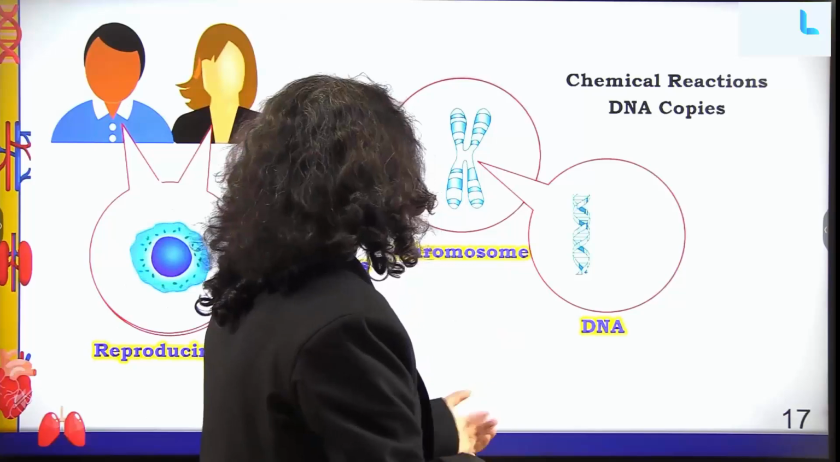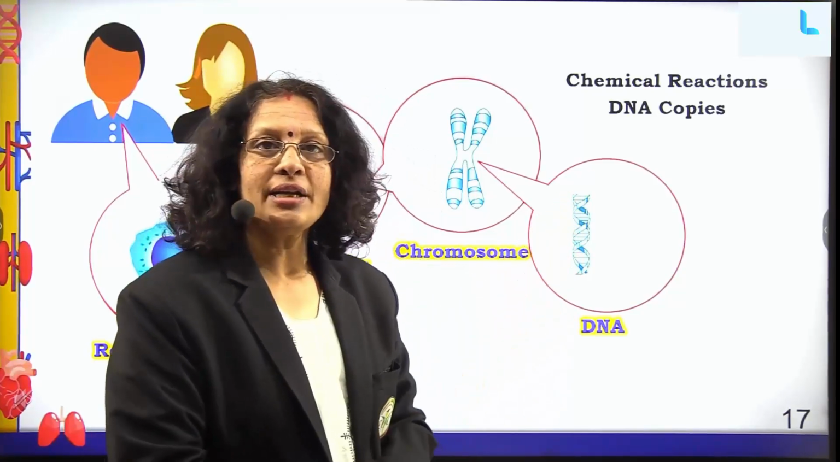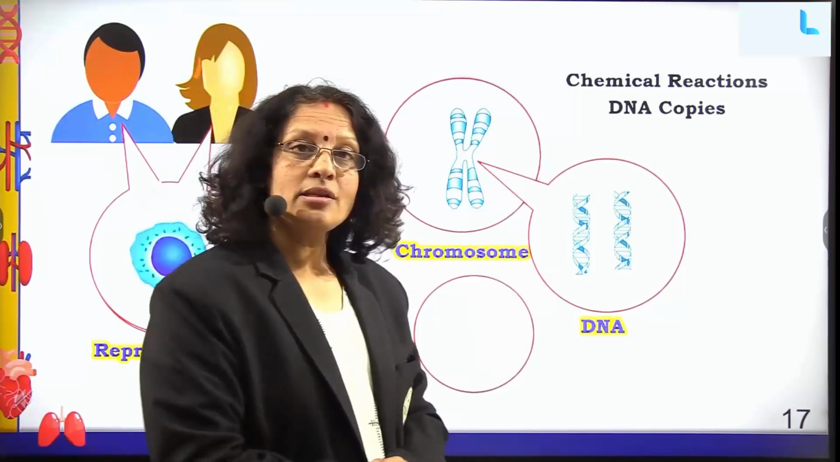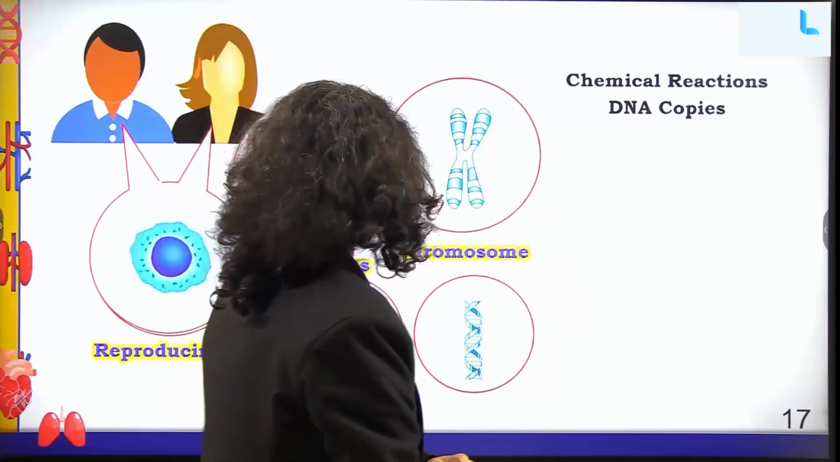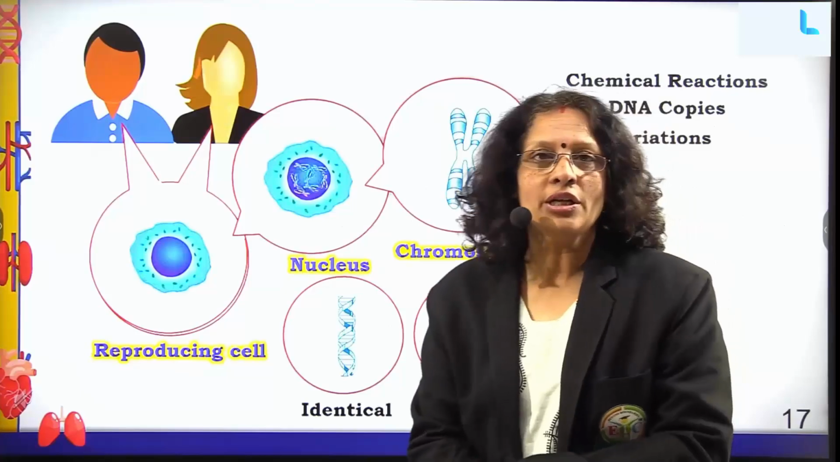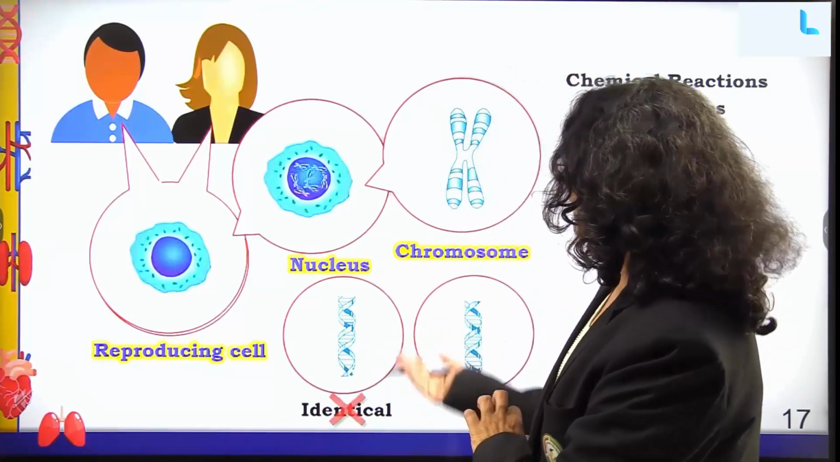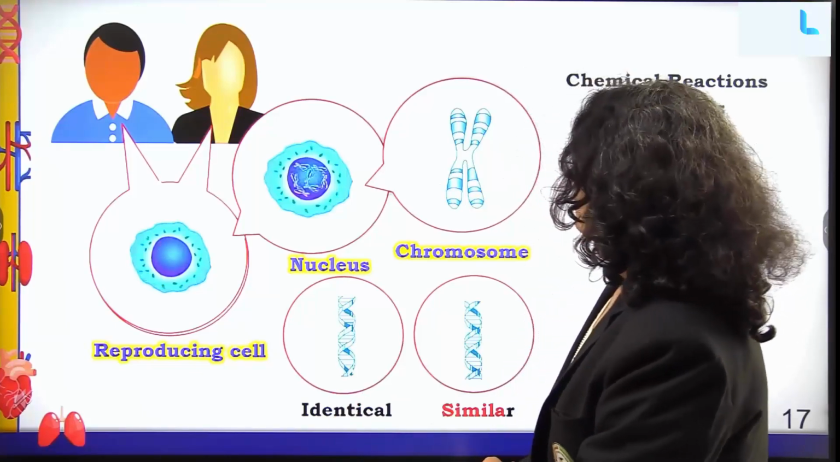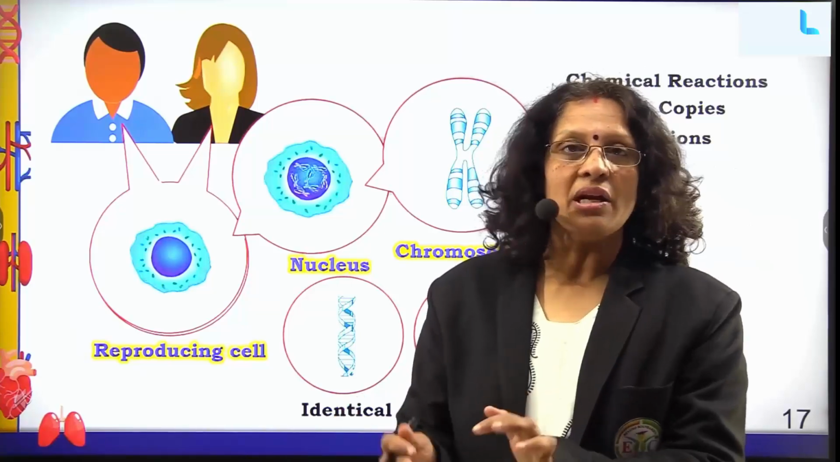Okay, and what happens in DNA? DNA is a double helical structure. RNA is ribonucleic acid, a single helical structure that helps only in protein synthesis. DNA is a double helical structure, and the gene-carrying material on the chromosomes will be on the DNA. Now, are they identical? We have to see that. They are not identical, they are similar.